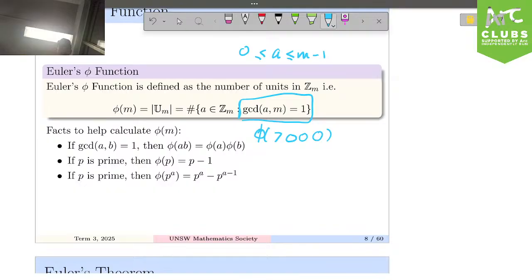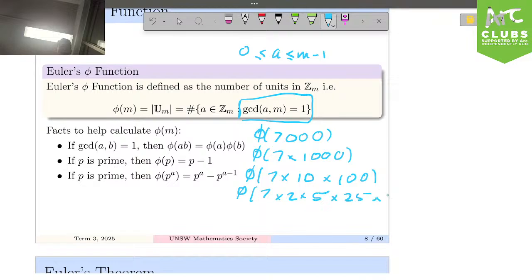So I'm going to do that. This is 7 times 1,000, and this is 7 times 10 times 100. This is 7 times 2 times 5 times 25 times 4, which is phi of 7 times phi of 2 cubed times phi of 5 cubed. All right, then we can use our properties. Because 7 is prime, we can immediately say that this phi goes to 6, because there are 6 invertible elements in Z7. We have this property.